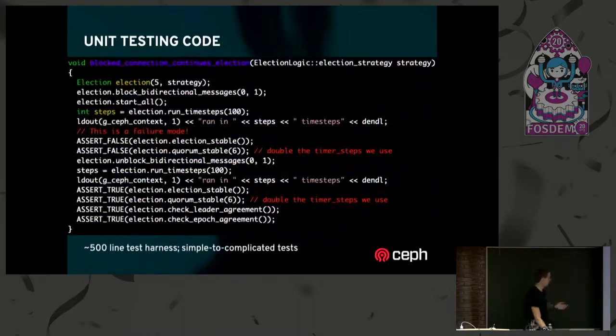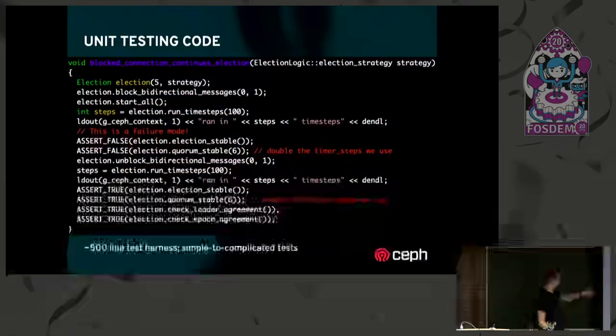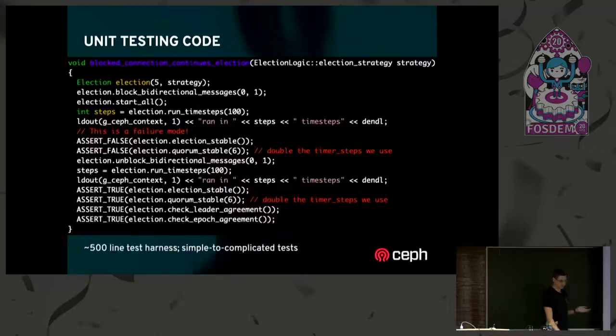So here's an example of the unit tests I ended up building. This one is just a demonstration of that thing I showed you graphically before. The function is called blocked connection continues election, and then we pass in an election strategy. So we might pass in the election strategy classic, which is what I named the old one that I talked about, and then we create an election class, and this one has 5 electors or fake monitors in it, and we give it the strategy, which is usually classic, and then we say, hey, we're going to block messages between monitors 0 and 1, and then we're going to turn all the monitors on and have them start going.